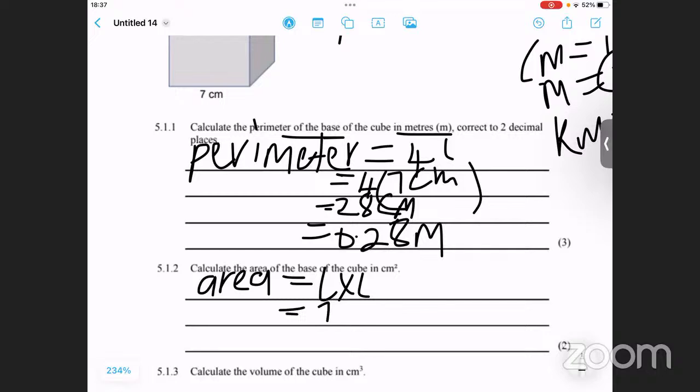Which is 7 times 7, which is, ma'am, 49. 49 centimeters squared. Now, do we leave our answer here, or do we change it? Are we required to convert, or do we just leave it here? Ma'am, we leave it there. We leave it here. Perfect.